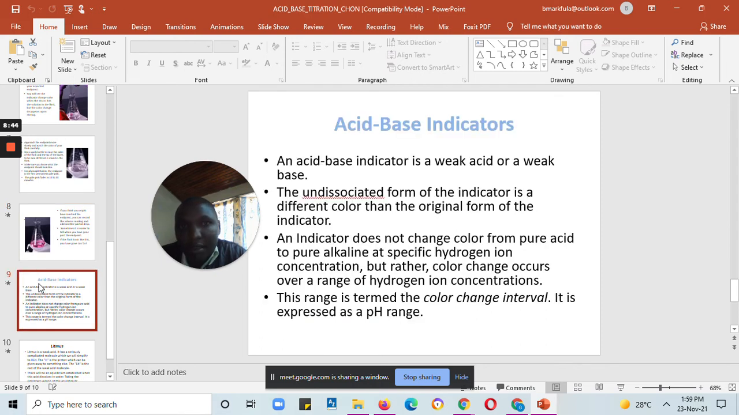So for acid-base indicators, an indicator is a weak acid or a weak base. The undissociated form of the indicator is a different color than the ionized form of the indicator. An indicator does not change color from pure acid to pure alkaline at a specific hydrogen ion concentration, but rather color change occurs over a range of hydrogen ion concentrations. This range is termed the color change interval. It is expressed as a pH range.